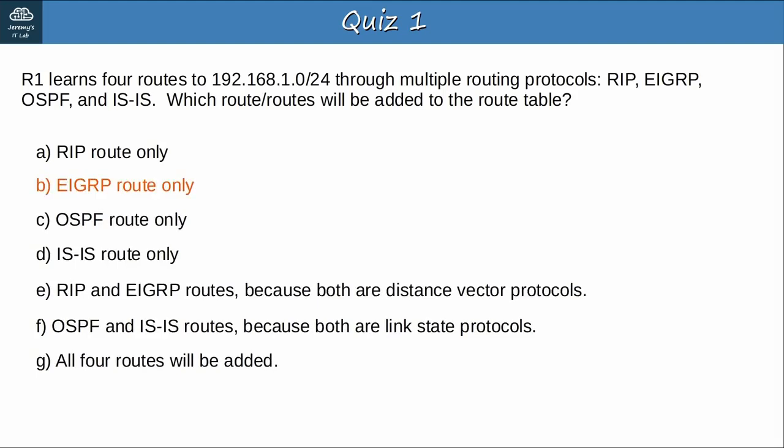The answer is B. Only the EIGRP route will be added to the routing table. Why is this? When selecting which route to a certain destination to add to the routing table, and routes are learned from multiple routing protocols, the AD is used to determine which will be added to the routing table. EIGRP has the lowest AD of the 4 protocols, so only the EIGRP route will be added to the routing table. Let's go to question 2.